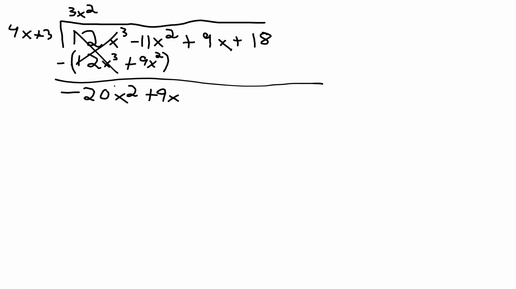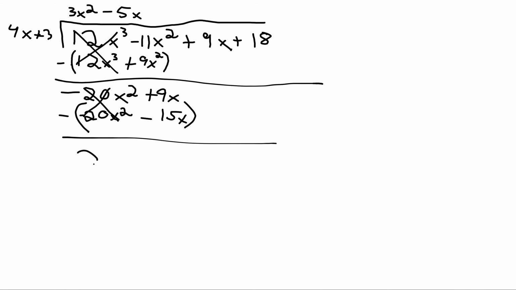So negative 20x squared, I know that negative 5 will get me the negative 20, and then the x will get me the x squared. So again, we're going to be doing the same thing. We're going to be putting it in parentheses and putting the negative 20x squared over here. And then we get the negative 15x over there. And we notice that this will cancel out, and then we'll have a plus 24x. And then we drag down the 18.